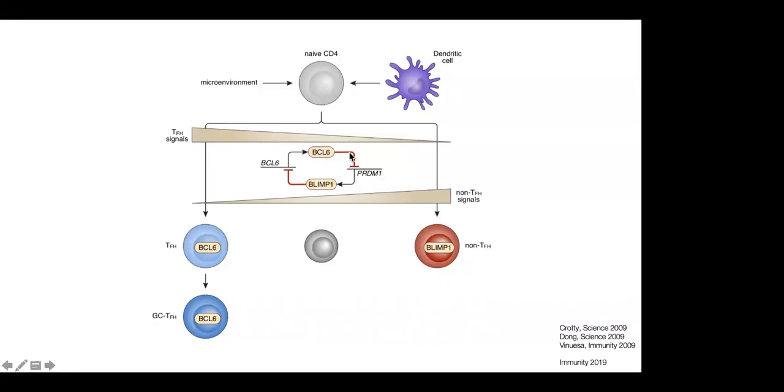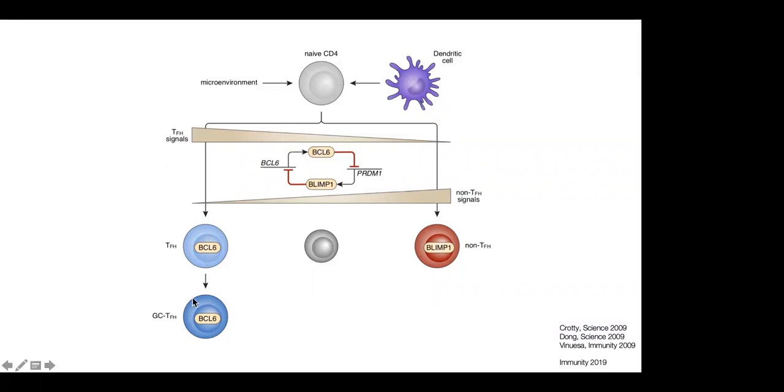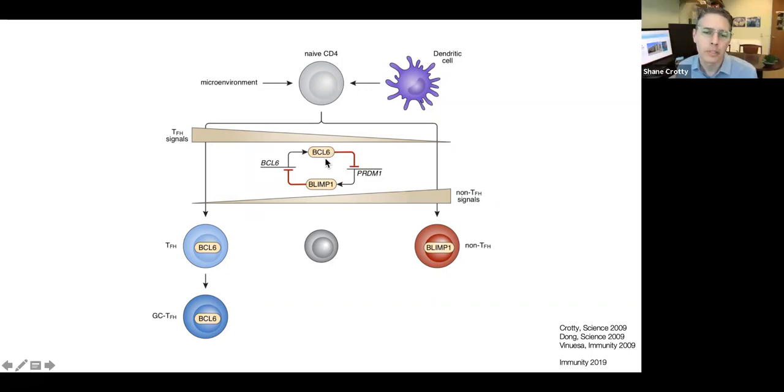And so the work I'm going to summarize today is really trying to get at the central question. Bcl-6 is required for TFH differentiation. How does Bcl-6 control that process? What is Bcl-6's role in the cells as a transcription factor?